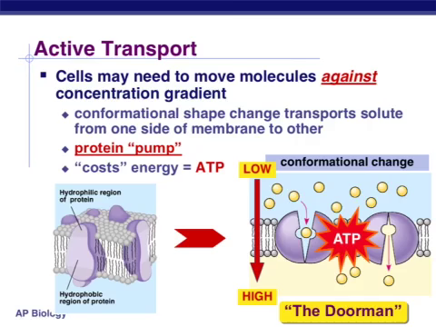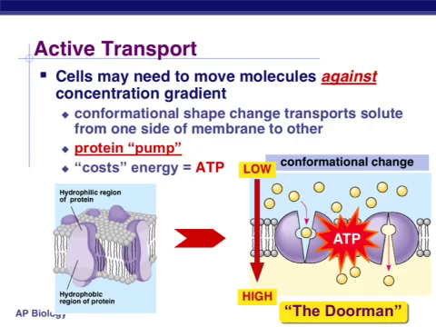Now with active transport, so far we've talked about passive transport. What you need to notice is passive always goes with the grain. We're always going from high to low. We're not trying to do anything special. With active transport, we're going to need to move molecules in the opposite direction. We're trying to move them against the concentration gradient. So instead of going from high to low, this time we're going from low to high.